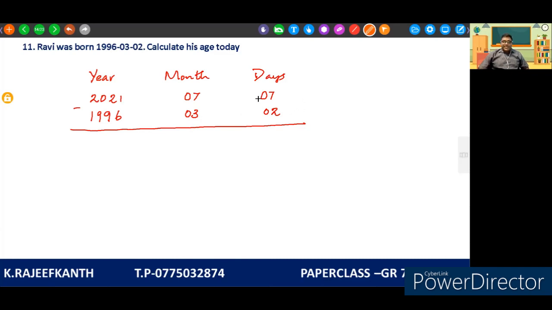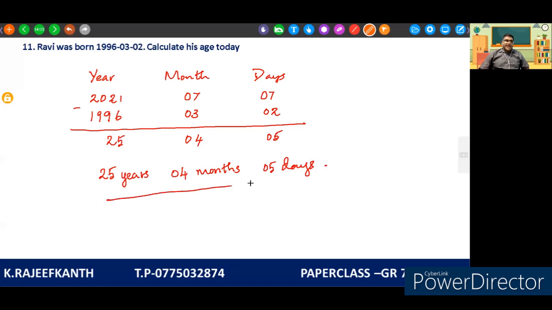So here we are going to subtract 7 minus 2, 5. 7 minus 3, 4. Here 11 minus 6, 5. Then 11 minus 9, 2. Here this is 9 now. 9 minus 9, 0. 1 minus 1, 0. Then the age is 25 years, 4 months and 5 days. So the age of Ravi is 25 years, 4 months and 5 days. Right? Then question number 12.